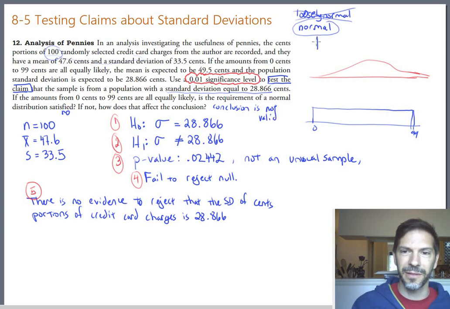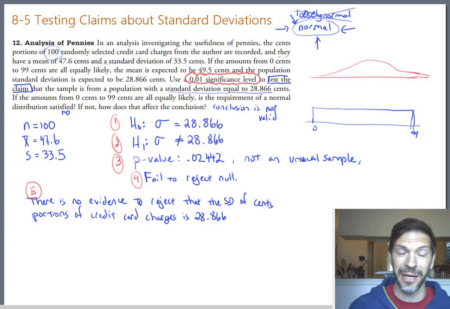If this requirement of normality is not met, we're in a garbage in, garbage out situation here. Right? We didn't have good data to start with, so any conclusions based on that bad data are just bad.